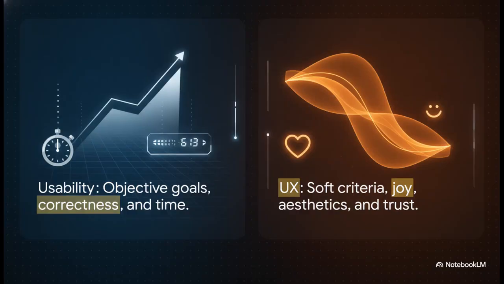But here's the thing. Usability isn't the whole story. We really have to draw a sharp contrast between usability and user experience. Usability is cold, it's hard, it's analytical. Objective goals, correctness, time. User experience, though, that introduces the soft criteria. These are the emotional responses you get from using the map interface. Like, is the map aesthetically pleasing? Does it bring you joy? Do you inherently trust the data just because of the font choices or the branding of the publisher? You could have 2 maps that are equally efficient, but one might offer a far superior user experience just because it feels so much better to use.